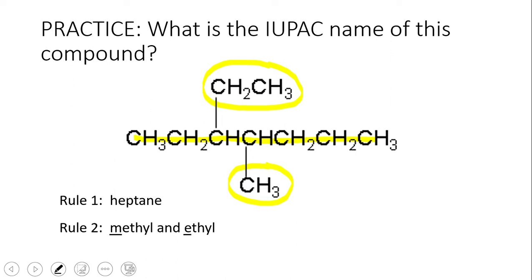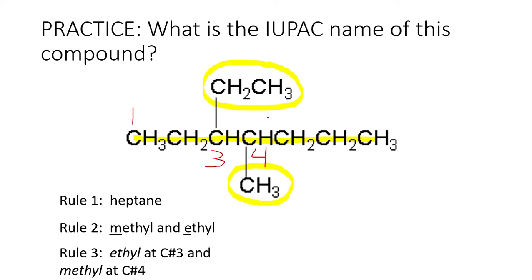Now we need to number the carbons on this chain. Remember, we could start from either end, but in this case, it should be fairly obvious that starting from the left side, putting that carbon at number 1 would place therefore the ethyl group at position number 3 and the methyl group at position number 4. And so what we would have therefore is, according to the next rule, number 3 is the ethyl group at C3 and the methyl at C4.